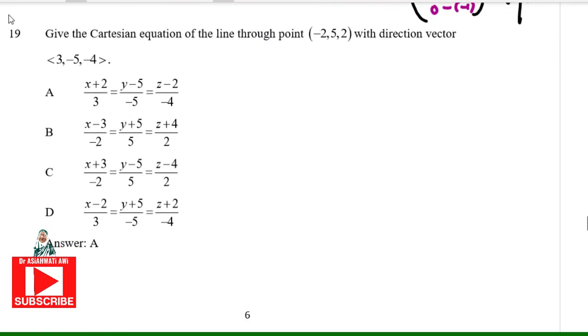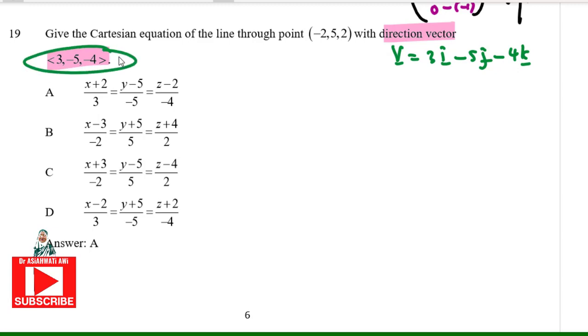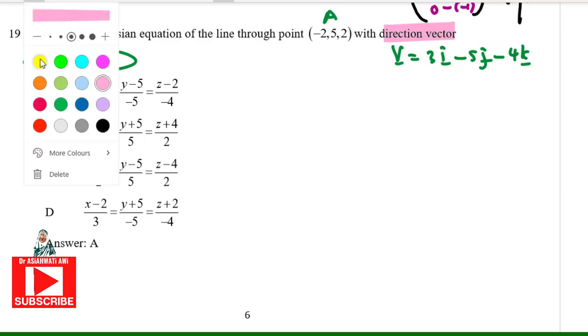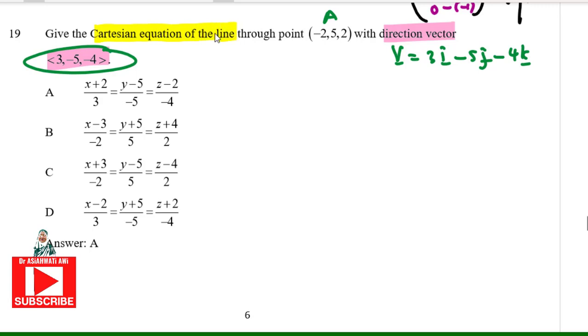Number 19. Given the Cartesian equation of the line through point (-2, 5, 2) with direction vector (3, -5, -4). This is the direction vector, so we can write V is equal to 3I minus 5J minus 4K, and this can also represent a vector. This is point A. To find the Cartesian equation of the line, if you remember the formula, you can use it directly.